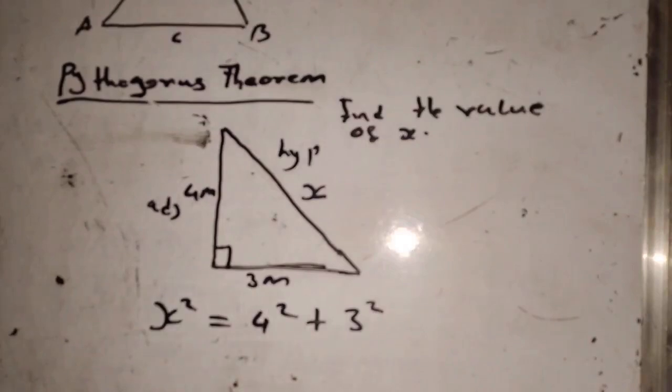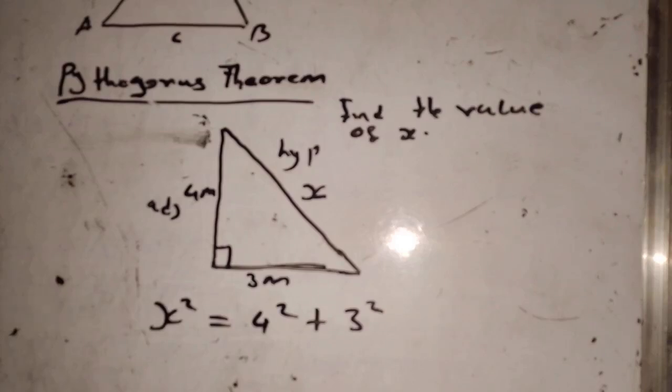Here we have no opposite because we are not dealing with the angles. We don't have the theta, so we have no opposite. So this and this are both adjacent. So our formula is hypotenuse squared: you square the hypotenuse, which will give you the sum of the adjacent and the other adjacent, both squared.